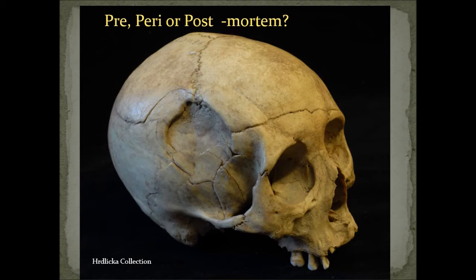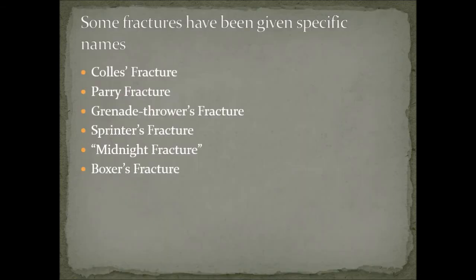But like I said, look at that edge. Look at the edges right around this defect here. See how smooth they are? As if somebody went in with a flame and melted that wax. That is key. Look for that type of thing and you will have yourself a premortem or a healed fracture. Okay? Some fractures have been given specific names.